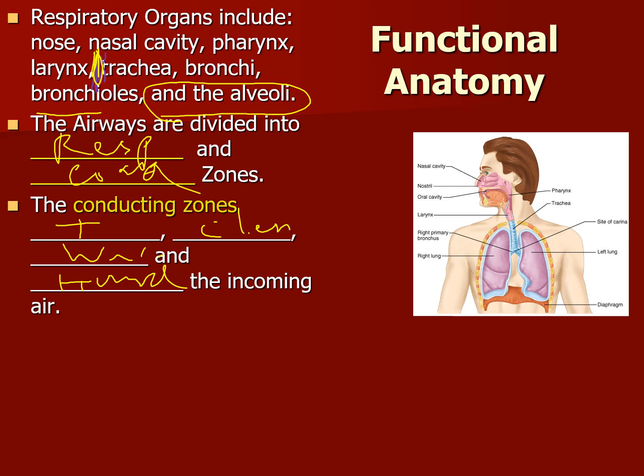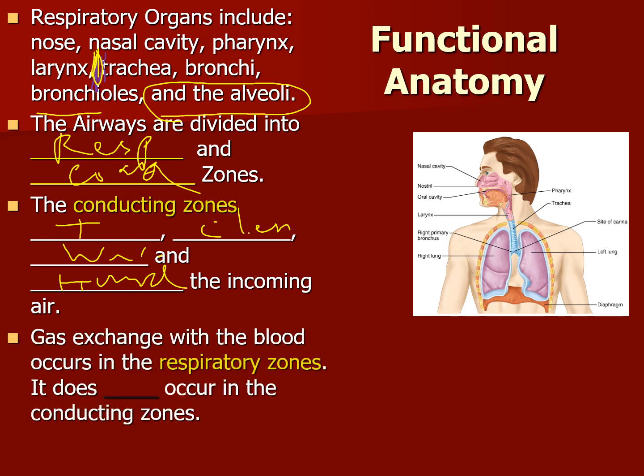And the conducting zone is everything up here. We talked about the nose, nasal cavity, larynx, and the pharynx, right? So we'll get all the way up here. And then we're looking at a different function than the respiratory zone. When we get to the respiratory zone, this is gas exchange with the blood. This is what occurs in the respiratory zone.